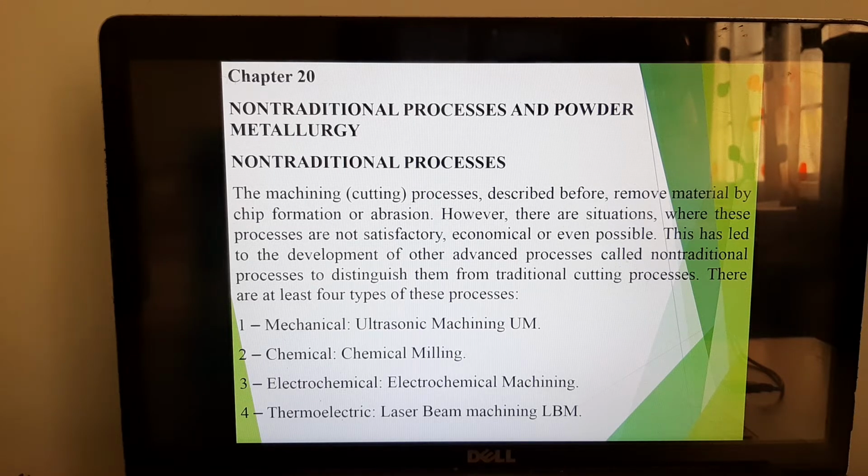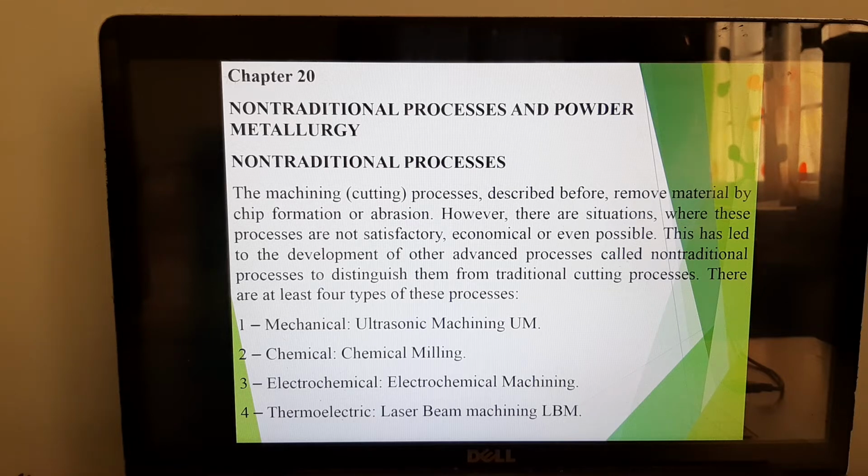So where do non-traditional processes come in? Non-traditional processes, or we call them modern processes, are a step further. They involve automation of the manufacturing plant, or automation of the product and process itself. So you have machining, cutting, but it will be performed in an automated way for more precision and accuracy. If you look at the description, non-traditional processes are machining processes to remove materials by chip formation or abrasion. So you're still going to remove material by chip formation or abrasion, but how are you going to remove material? These processes led to the development of other advanced processes called non-traditional processes.